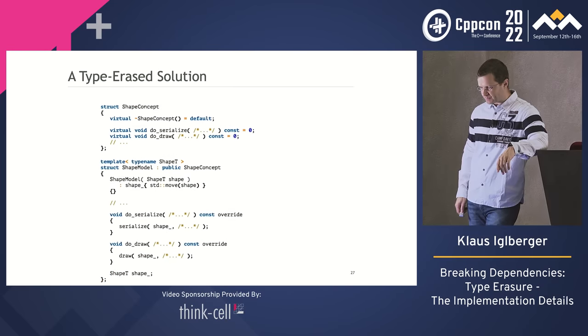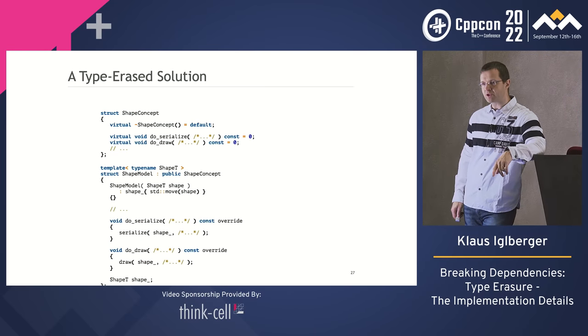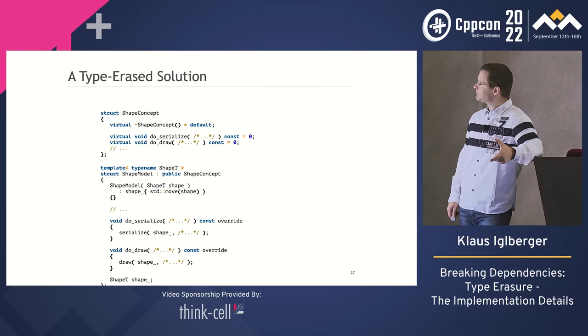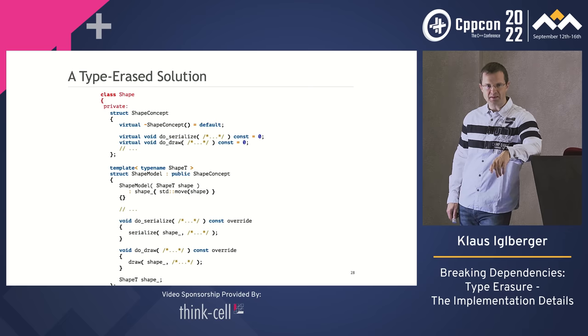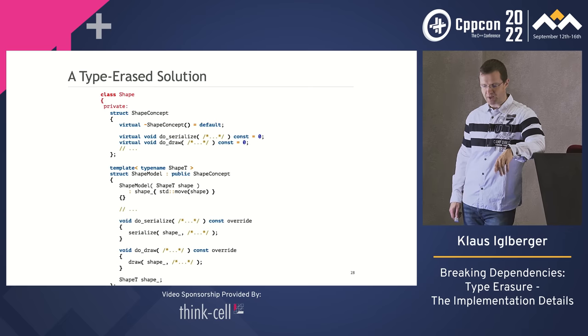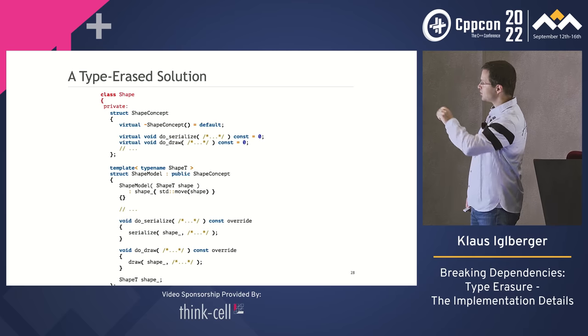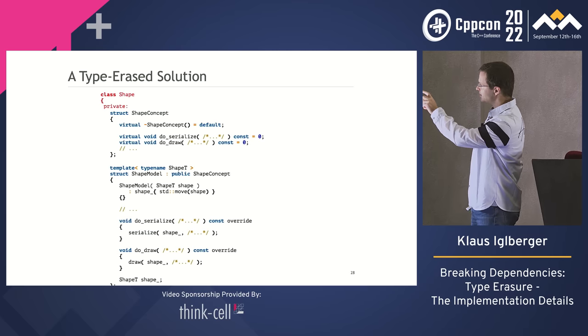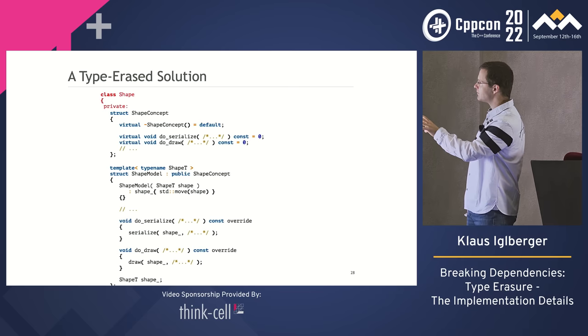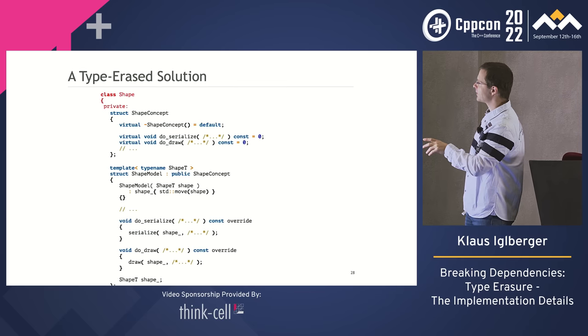So let's clean this up. Let's clean this up by actually moving towards the type erasure design pattern. And the primary idea is that I put all of this complexity into a wrapper. And this is what I call shape. The shape wrapper, now in the private part, contains these little two classes, the shape concept and the shape model, just as we had them before, exactly in the same form.